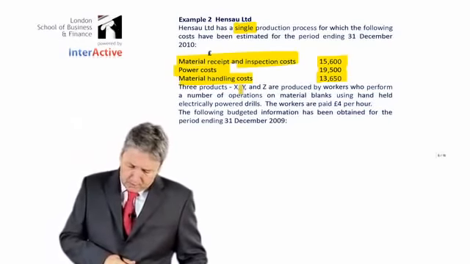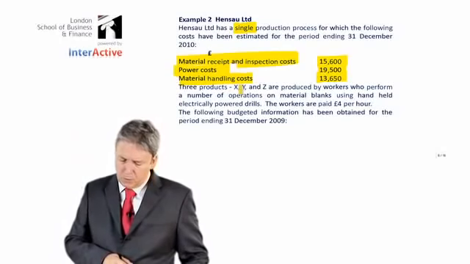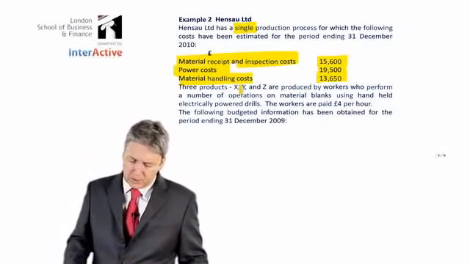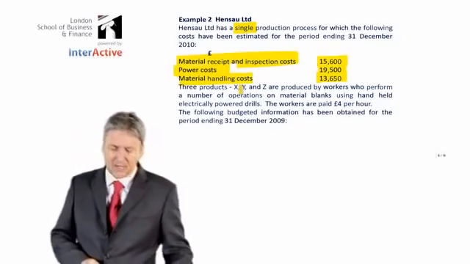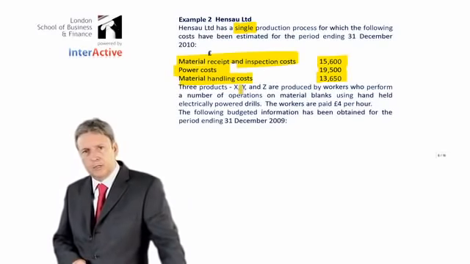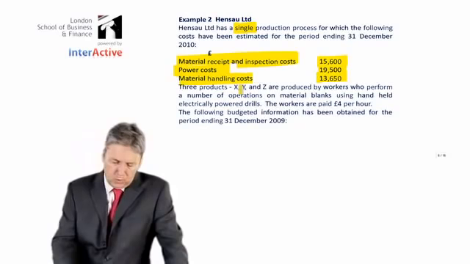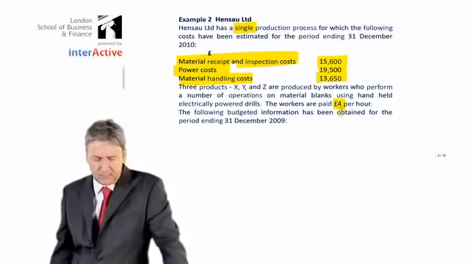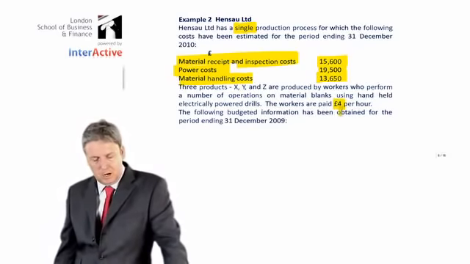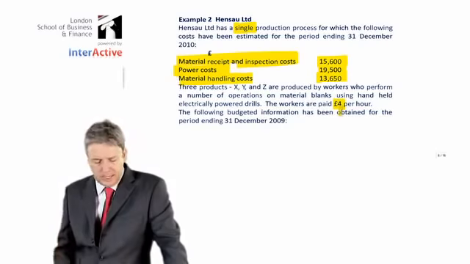Right. 3 products, X, Y and Z, are produced by workers who perform a number of operations on material blanks using handheld, electrically powered drills. Fascinating. The workers are paid £4 per hour. Good money if you can get it. Okay. So we've got a labour rate there, no problem.